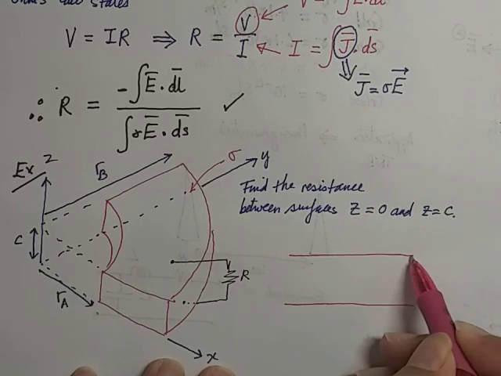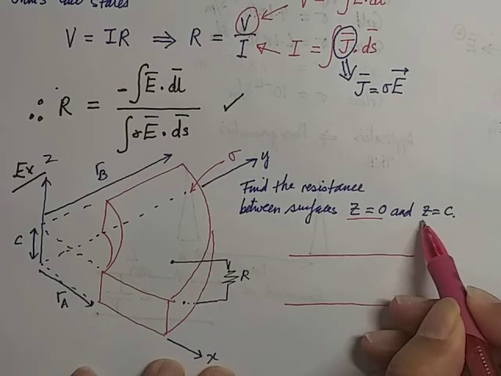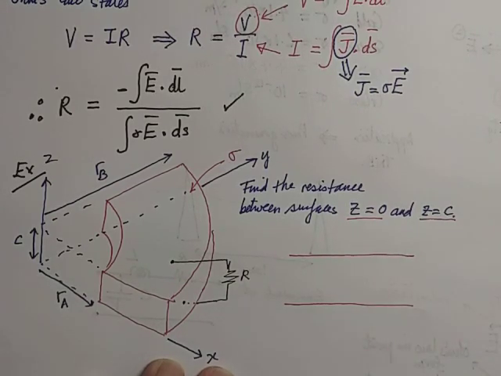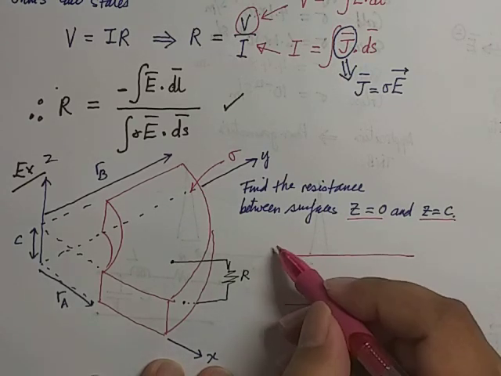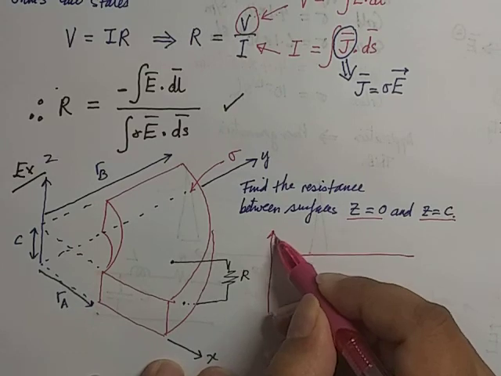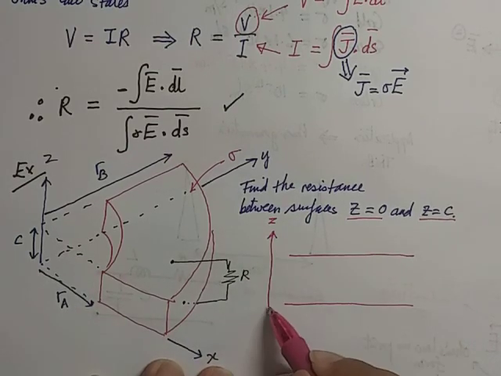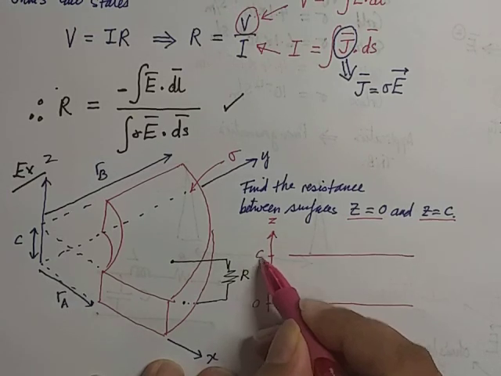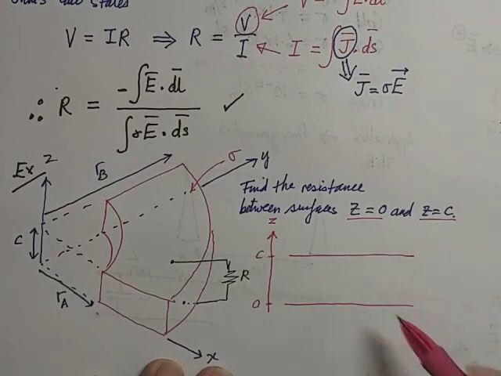So what am I going to do? I'm going to draw this part in my diagram, in 2D now. The parameter needed to show this variation should be z, and for this position 0 and this position C. So I want to find the resistance between these two. I'm going to assume the other combinations of surfaces are not relevant in this particular situation.